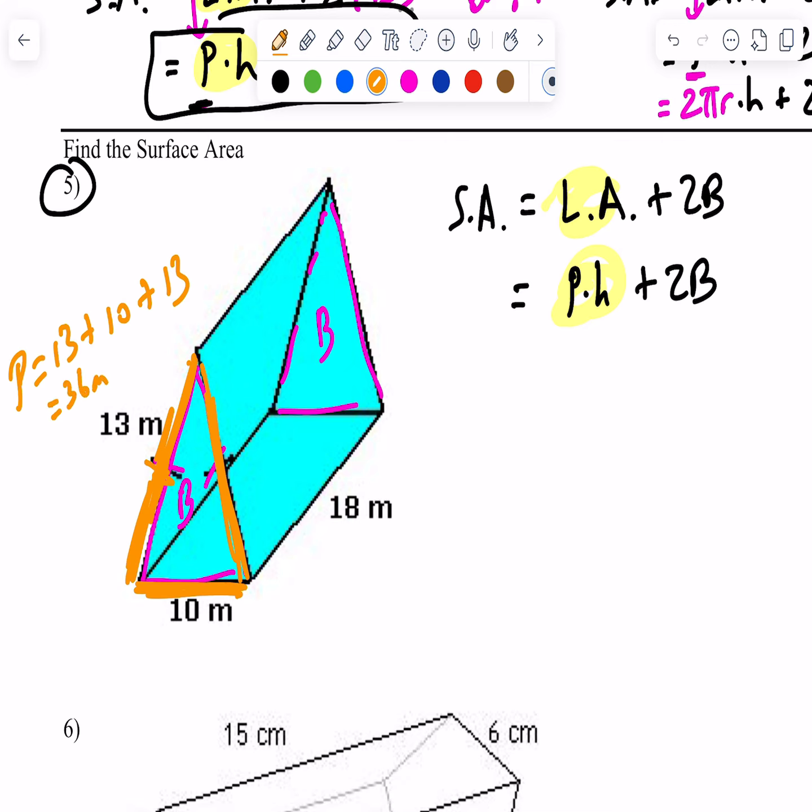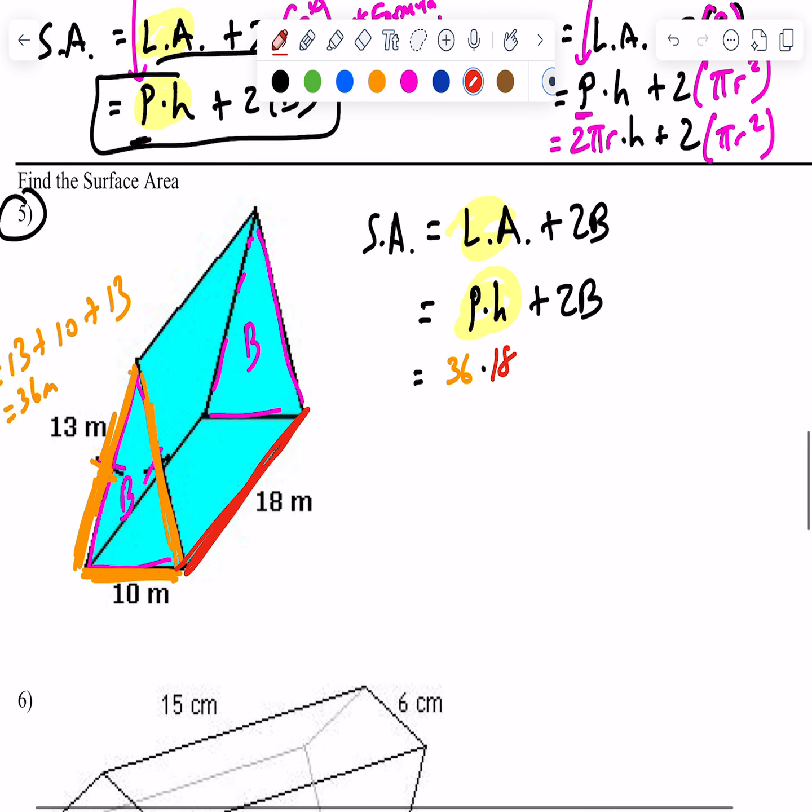So just imagine, again, this is unwrapped, and you can kind of see it as one big triangle there. It is the perimeter, which is 36, times the height. What is the height? That's the distance between the two bases. That is 18. 36 times 18. Okay? Plus 2 times the area of the base shape.